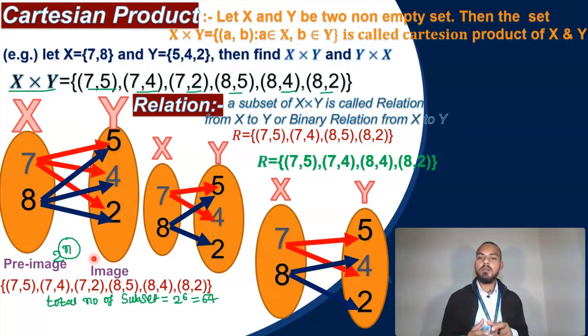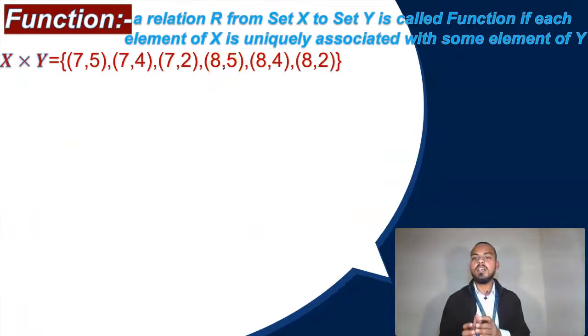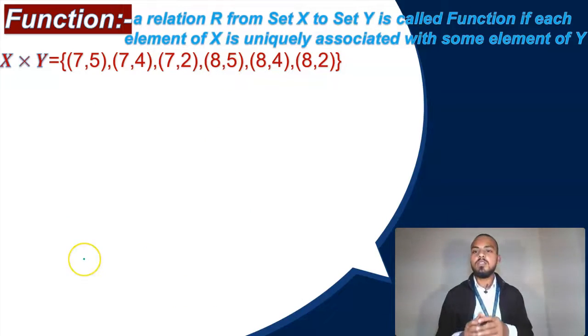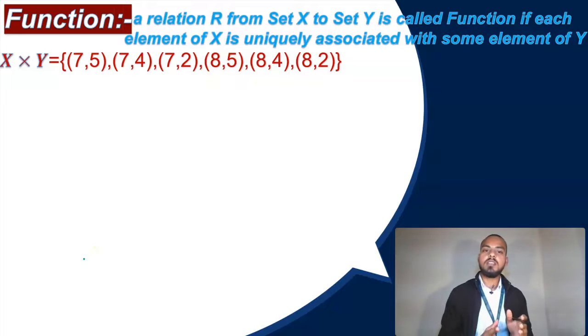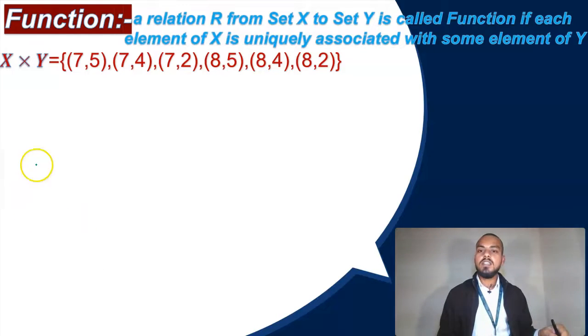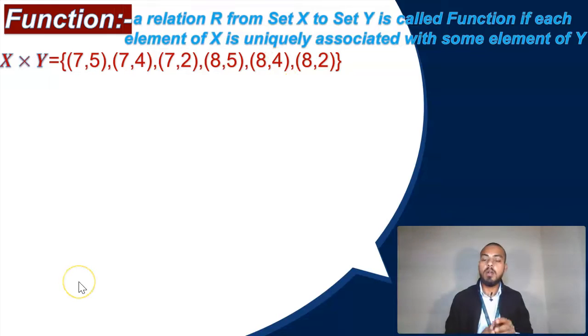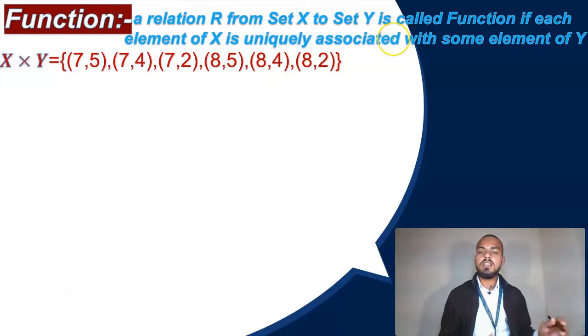Now let's move on to our main topic, that is the function. So what is a function? Basically, a function is a special type of relation. Suppose you have a relation R from set X to Y such that each element of set X is uniquely associated with some or all the elements of set Y, then this type of relation is called a function.